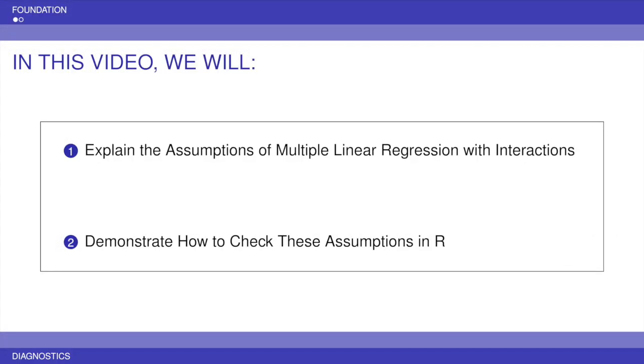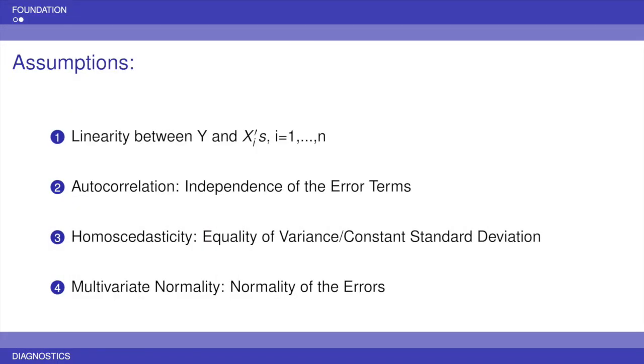Here we go. In this video, I will brief all of you on the assumptions of multiple linear regression with interaction while simultaneously demonstrating how to check them using R. Let's get started with the assumptions. The assumptions are as follows.